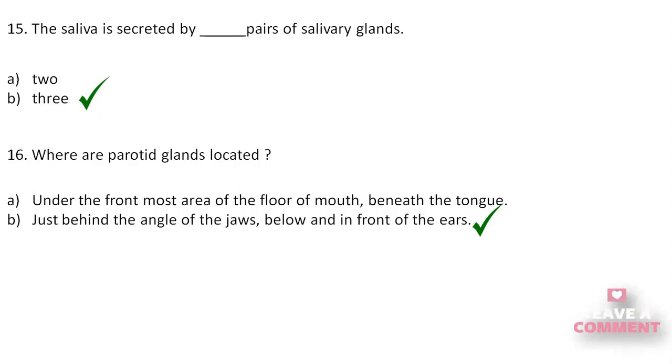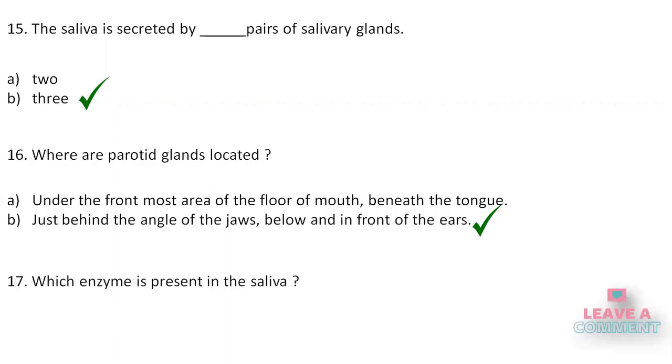So basically, they are located at the base of the ear on the insides of the cheeks. Whereas the gland which is located under the frontmost area of the floor of the mouth is none other than the sublingual glands. So they are located beneath the tongue. Now let us move on to question number 17.